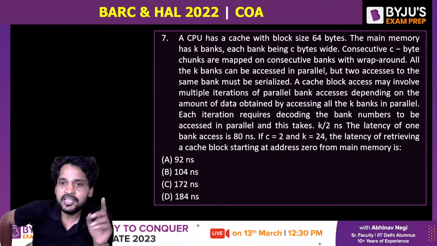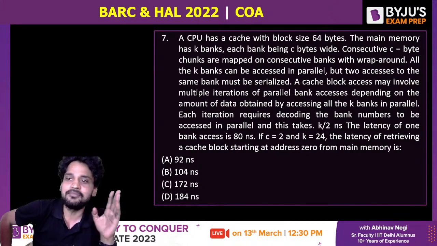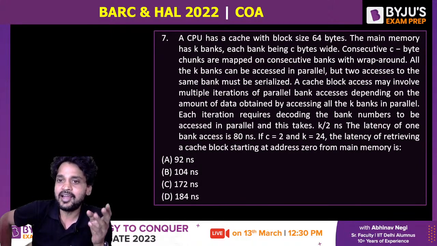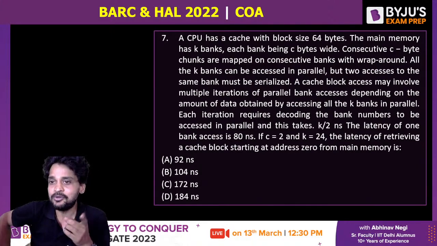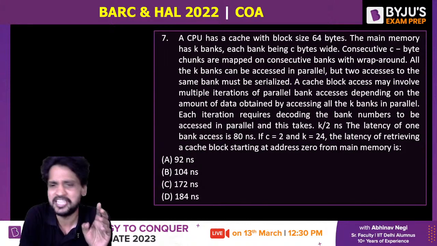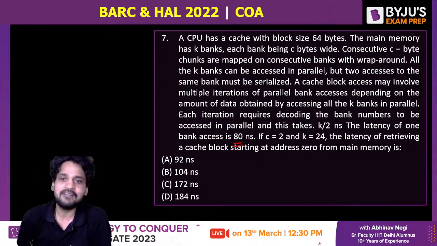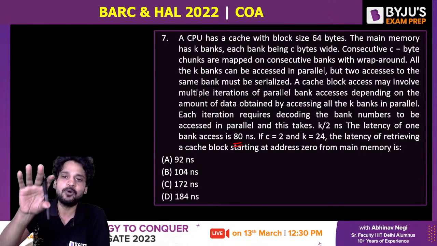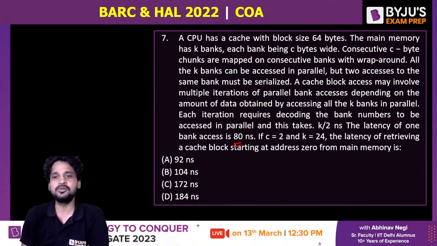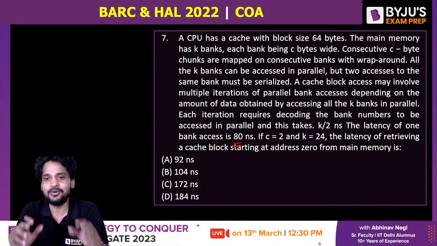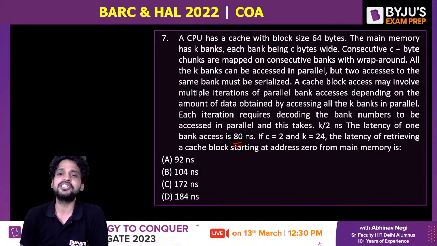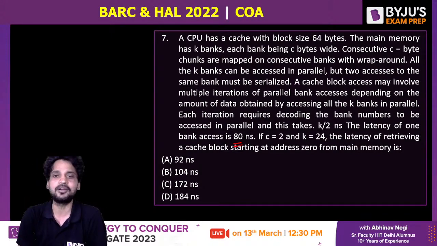Each iteration requires decoding the bank numbers to be accessed in parallel, and this takes k by 2 nanoseconds. The latency of the bank access is 80 nanoseconds. Got it completely. Now, let us have a look at the details provided within the question. Question looks lengthy, but if you decode it in a proper way, it is a simple question.